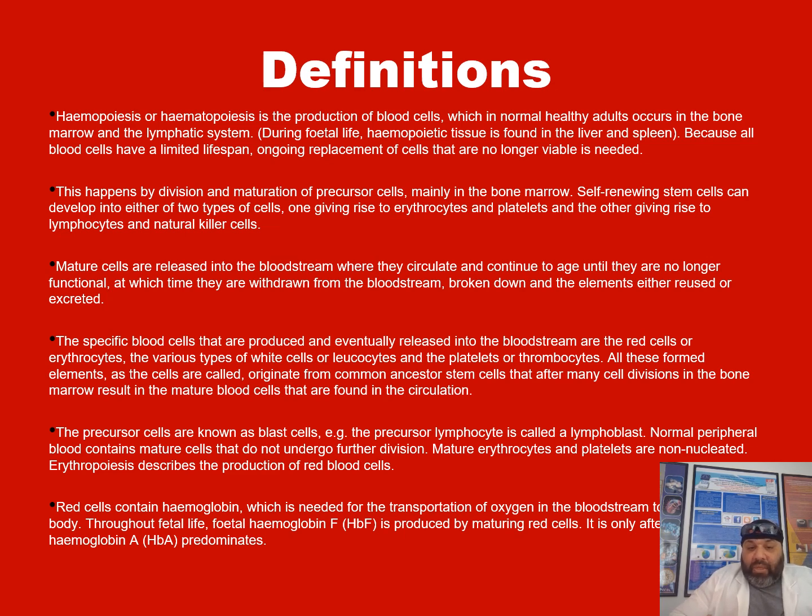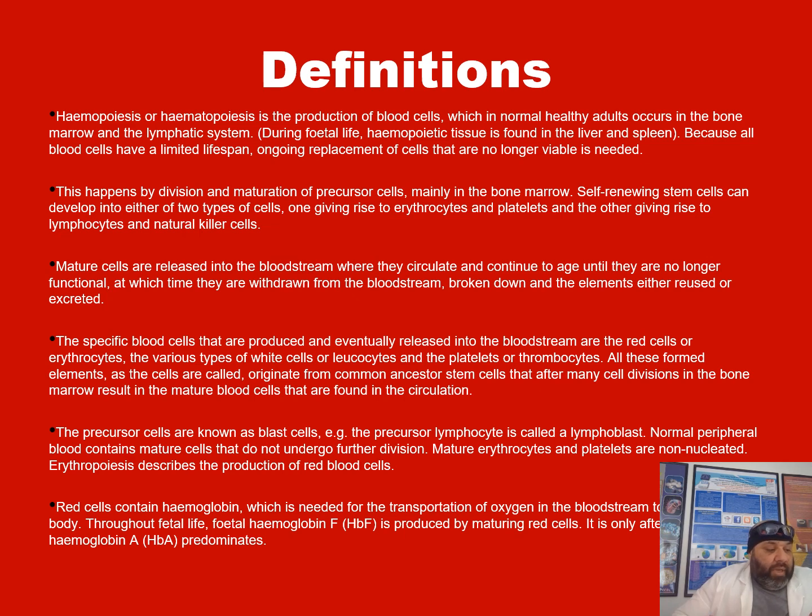The precursor cells can also be referred to as blast cells. For example, the precursor lymphocyte is called a lymphoblast. A normal peripheral blood contains what are known as mature cells that do not undergo further division, and mature erythrocytes and platelets are also referred to as non-nucleated.